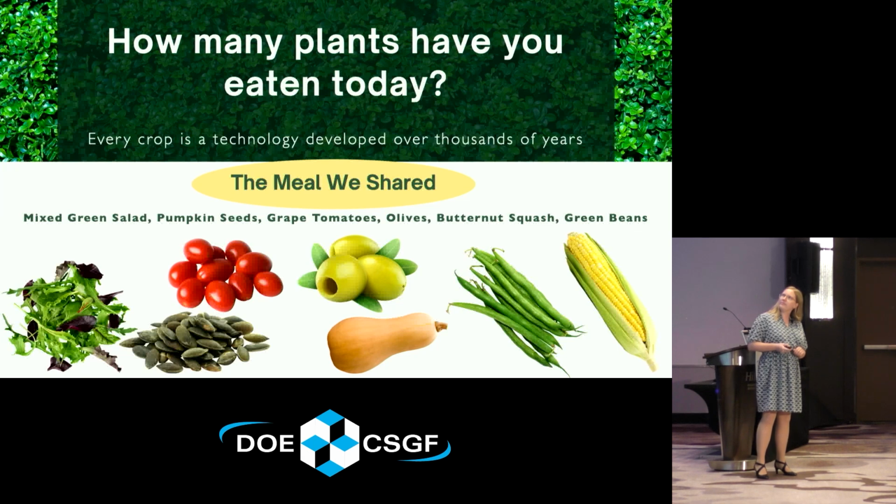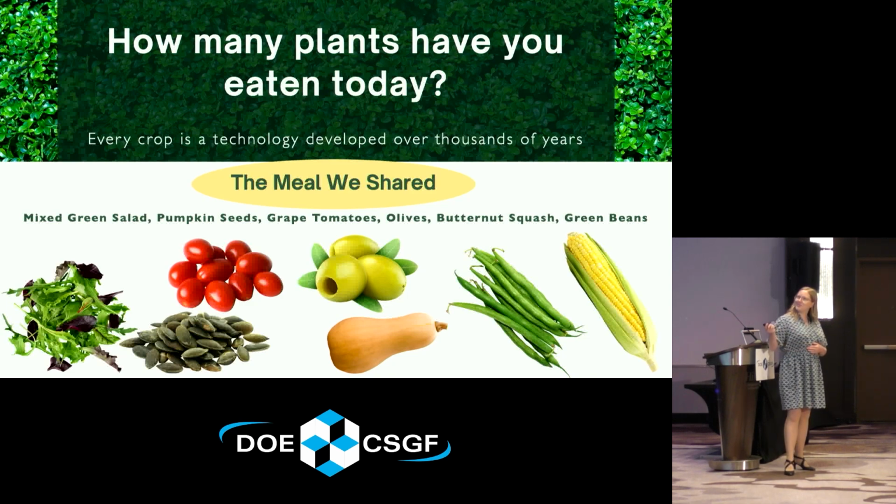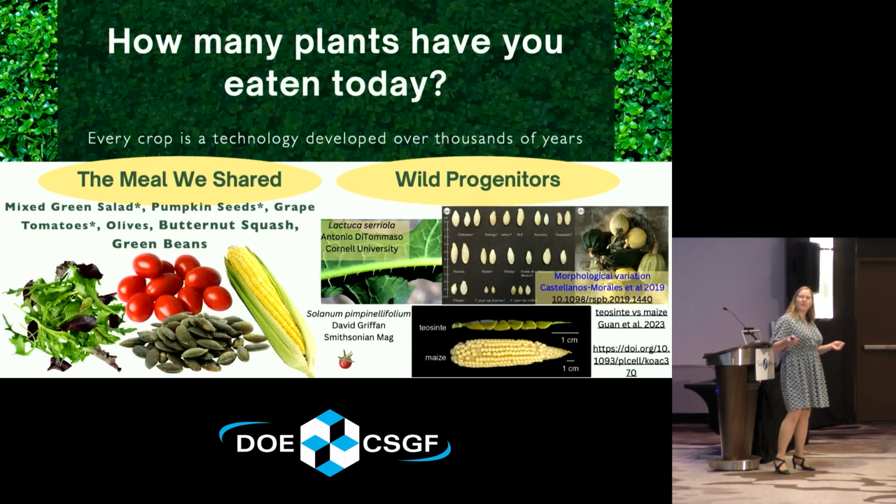So, to get started, we just shared a wonderful lunch together. So I thought I'd pose the question, how many plants have you eaten today? So we all just shared a nice mixed salad with some pumpkin seeds and grape tomatoes. If you had the chicken entree, maybe you had some butternut squash. And perhaps you ate a granola bar with some high fructose corn syrup in it this morning, or maybe, I don't know, you had a cob of corn. Well, maybe this will help you think about the fact that each one of these crops that we ate, each one of these foods, didn't just appear one day. They were the result of a lot of effort and a lot of labor over unnumbered generations.